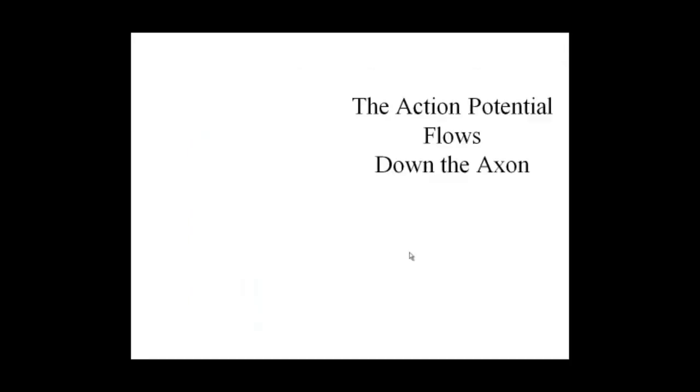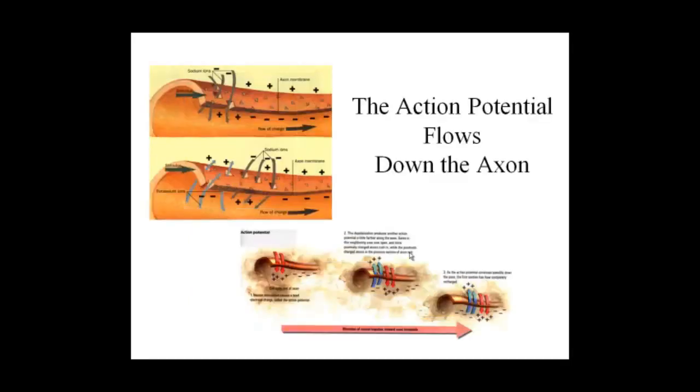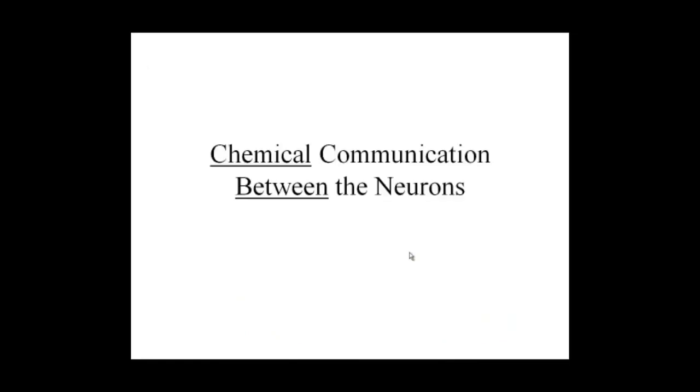Now we have to figure out what happens at the terminal button. Chemical communication between the neurons. Everything we just talked about was our electrical communication. If you understood all of that, you've got the electrical communication part. Now, chemical communication between the neurons. We have 7 steps of chemical communication.